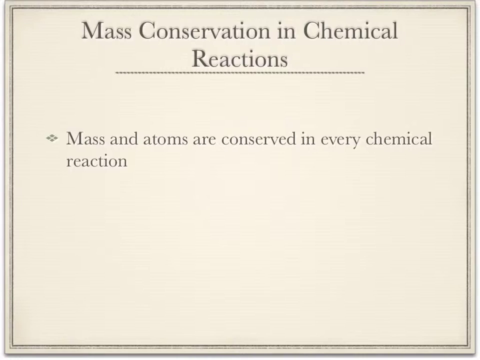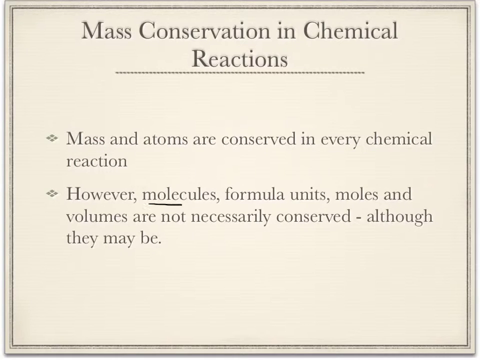So in a reaction, what we know is the mass and the number of atoms are conserved. Well, let's think about it. Atoms make up mass. I mean, the more atoms you have, the more grams you're going to have. So yeah, of course, those would go together. So mass and atoms are conserved in a chemical reaction. Molecules, formula units, moles, volume, not necessarily. There are examples where they do come out, but it certainly doesn't have to. In fact, most of them won't.